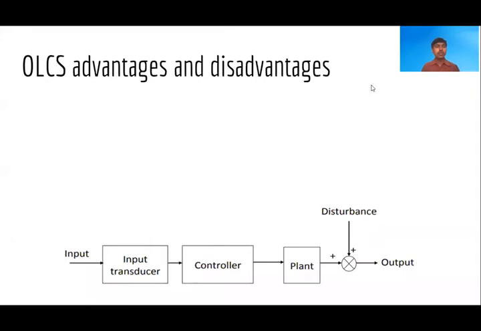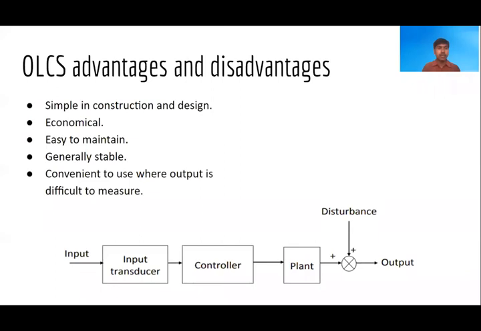Now we'll see the advantages and disadvantages of open loop control systems. These are the advantages. The construction of the open loop system is very simple because there is no feedback and no continuous monitoring of the output variable. So it has a simple transducer, controller, and plant, and we get a controlled output, which may or may not be the desired output. It doesn't matter. The construction is simply very simple in an open loop control system.